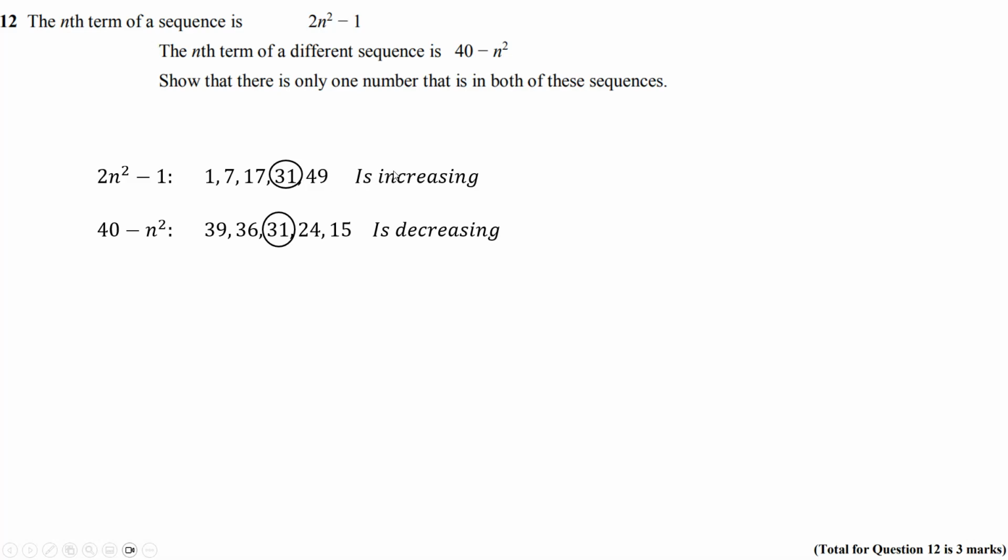So this will get higher and higher and higher, but this one will get lower and lower and lower. That means they're going in different directions. So if there is an equal number in both of them, then it's the only one, and there will not be any other numbers in both sequences. Remember, that's therefore.